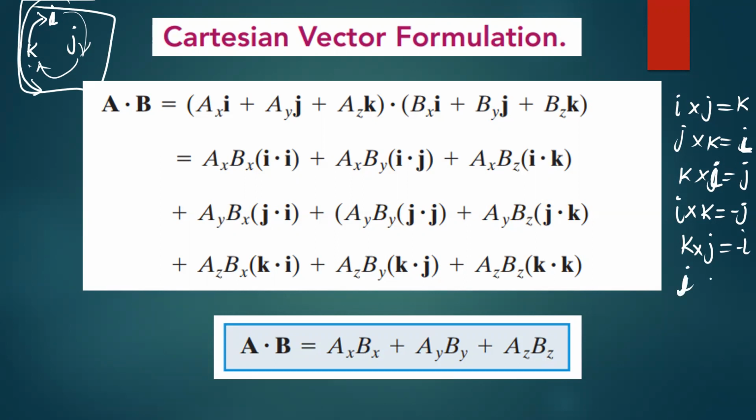So J cross I was still going back, so this would be a negative K. And that is it. That is what you're supposed to do. So if this is the question that you're asking, this is what normally happens.